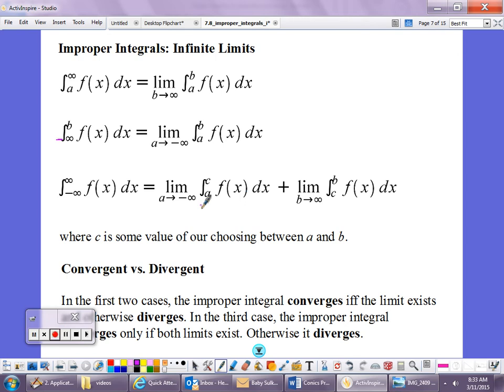And what we'll do is one integral with a lower infinite limit, like the limit as a goes to negative infinity of the integral from a to c of f of x dx, and then you'll do the other one where you make the upper limit infinite, and you take the limit as b goes to infinity of the integral from c to b of f of x dx. So you just cut it down the middle. You basically make one a lower infinite limit integral, and you make the other one an upper infinite limit integral.